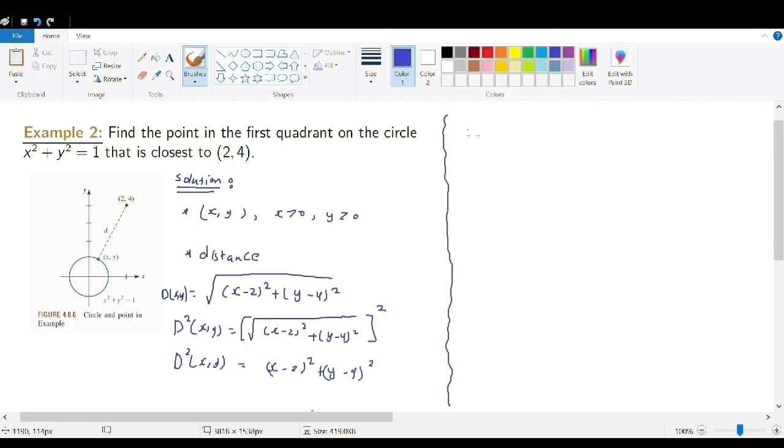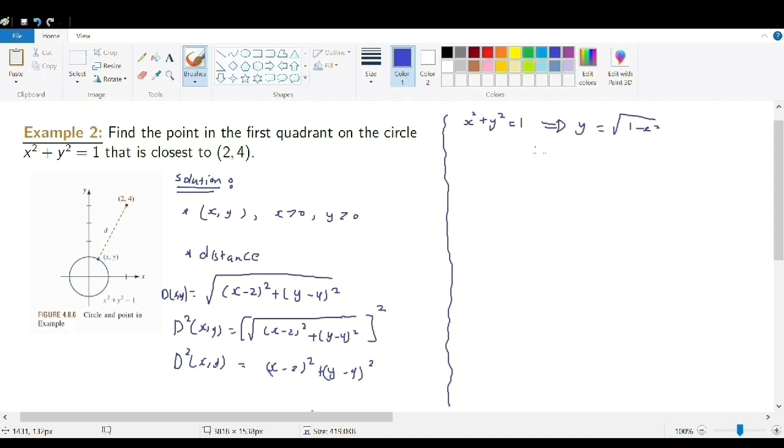And we are given that x squared plus y squared is equal to 1. That means we can replace one of them. So if we say, for example, x squared plus y squared is equal to 1, let us take y equal to the square root of 1 minus x squared. Why do we choose the positive one? Because y should be greater than 0, so that's why here we have y equal to the root of 1 minus x squared.